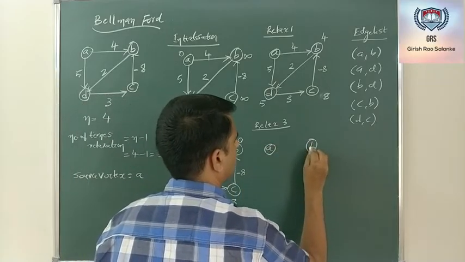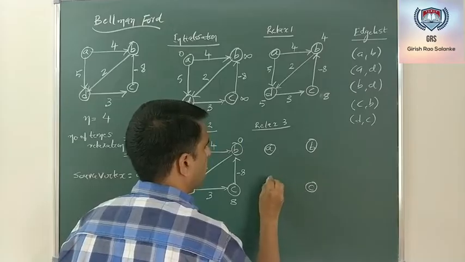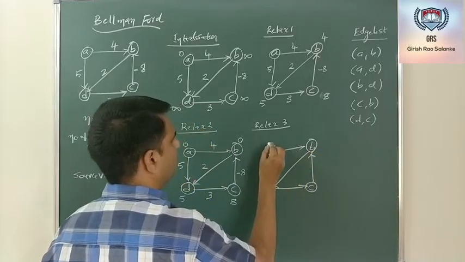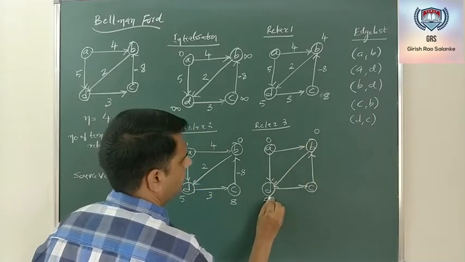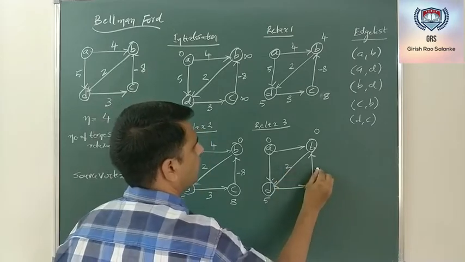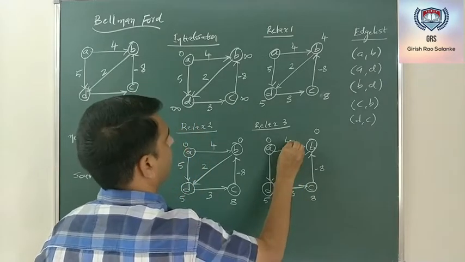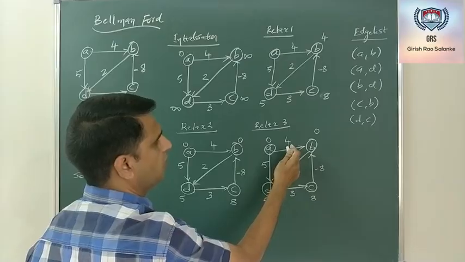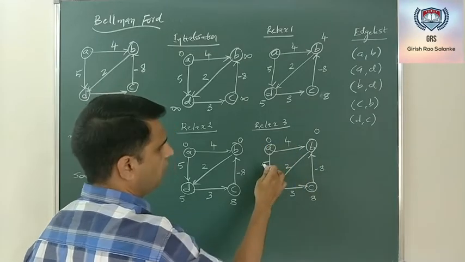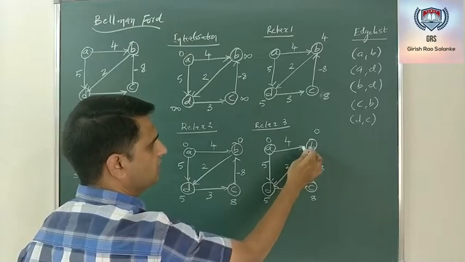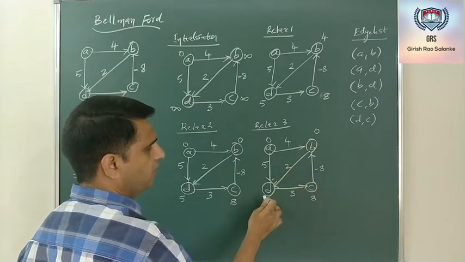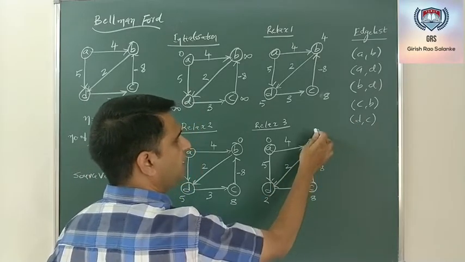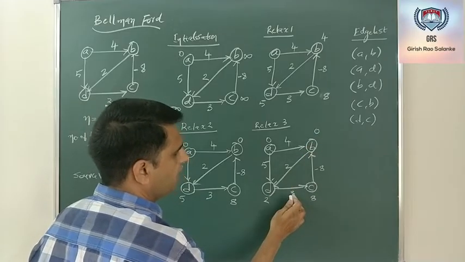A, B, C, D. What were the values? 0, 0, 5, 8. The edge costs were 4, 5, 2, minus 8 and 3. Now let's apply the edge list. A to B: 0 plus 4 is 4, and 0 stays as it is. Next, 0 plus 5 is 5, and 5 stays as it is. Next, B to D: 0 plus 2 is 2, and 2 versus 5, so this gets updated to 2. Next, C to B: 8 minus 8 is 0, 0 as it is. D to C: 2 plus 3 is 5, and 5 versus 8 is 5.